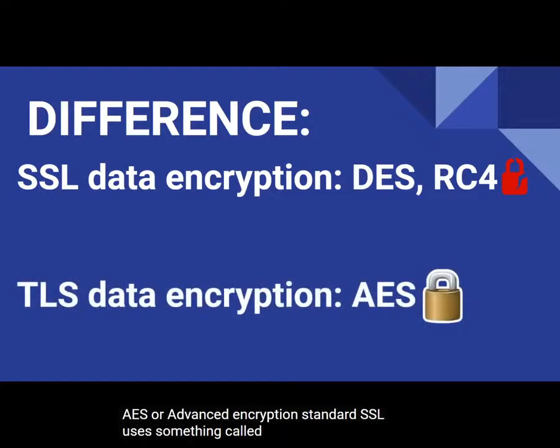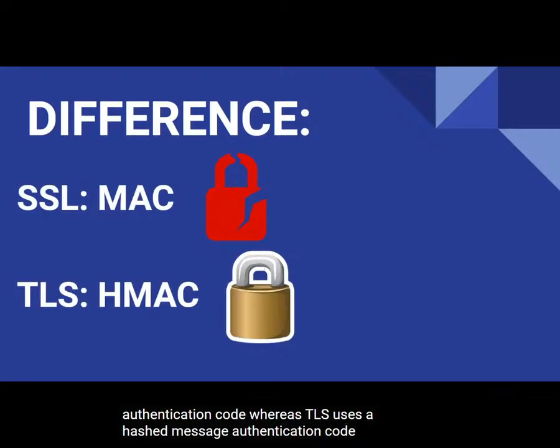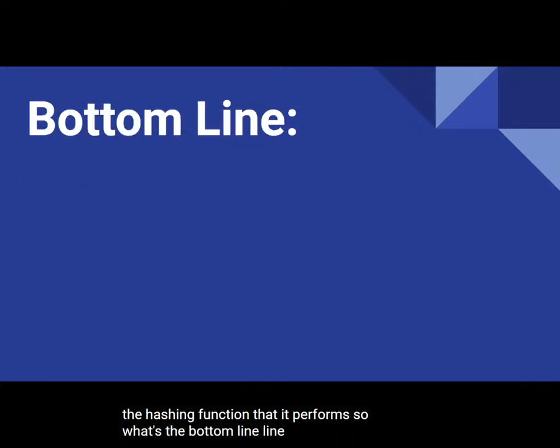SSL uses something called a message authentication code, whereas TLS uses a hashed message authentication code. The difference between these two functions and how they're used in SSL versus TLS gets pretty far down into the weeds, so I won't be covering it in this video. The thing to know here is that HMAC is more secure because it uses a secret key in the hashing function that it performs.